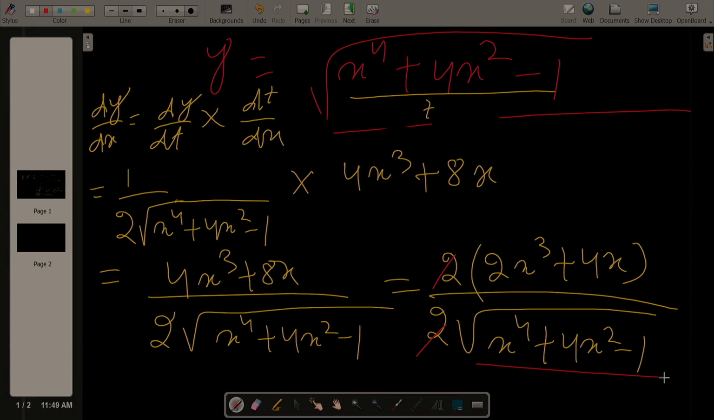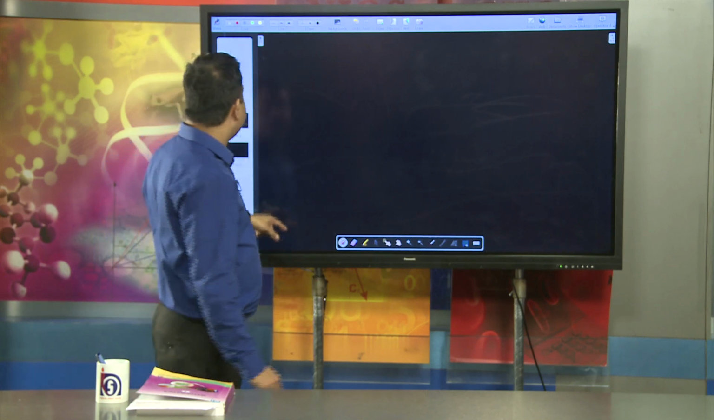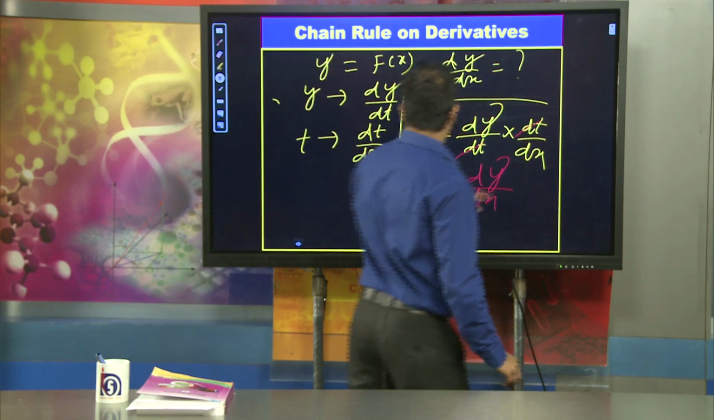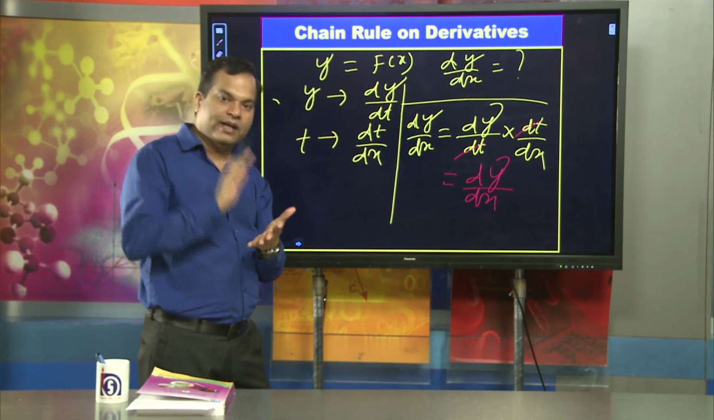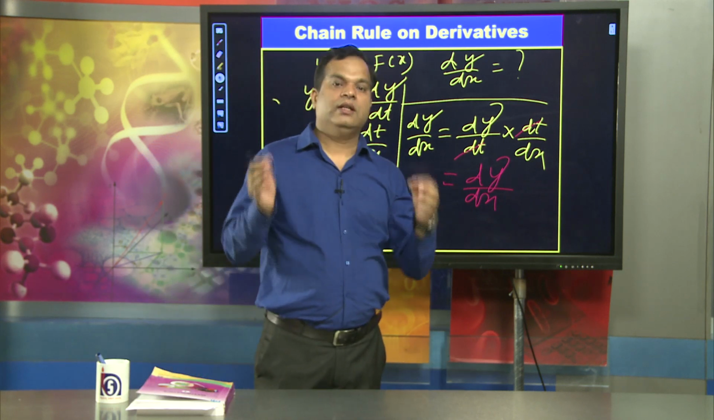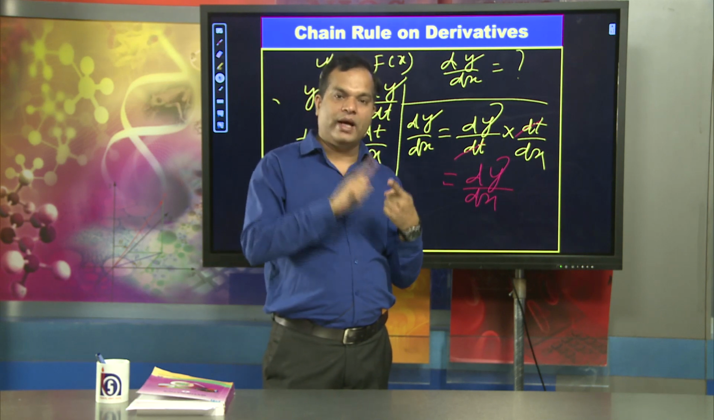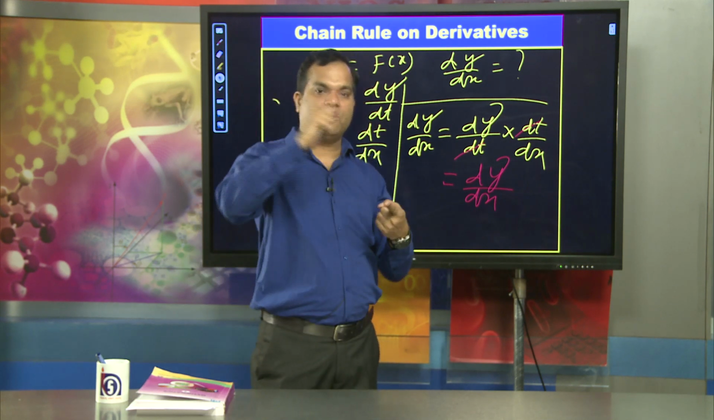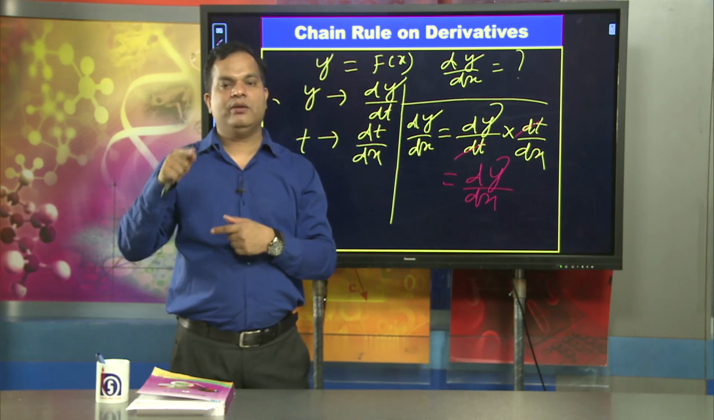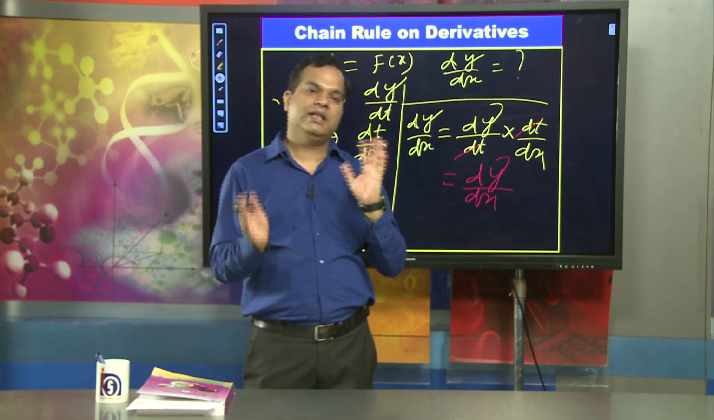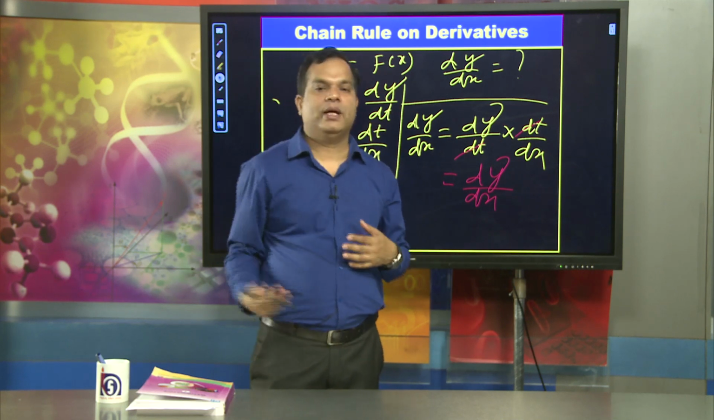This is the way to find the derivative of a function by using the composite, or chain rule. That means, suppose we are going to find y equal to f of x, first we have to convert y in terms of t, then t in terms of x. That means dy by dx equal to dy by dt multiplied with dt by dx. Very simple, but we have to do it in two parts.